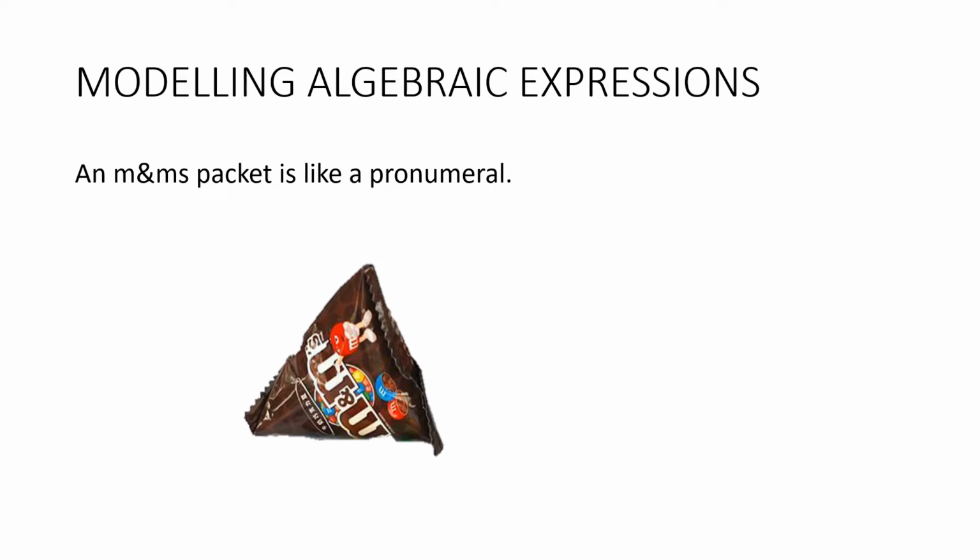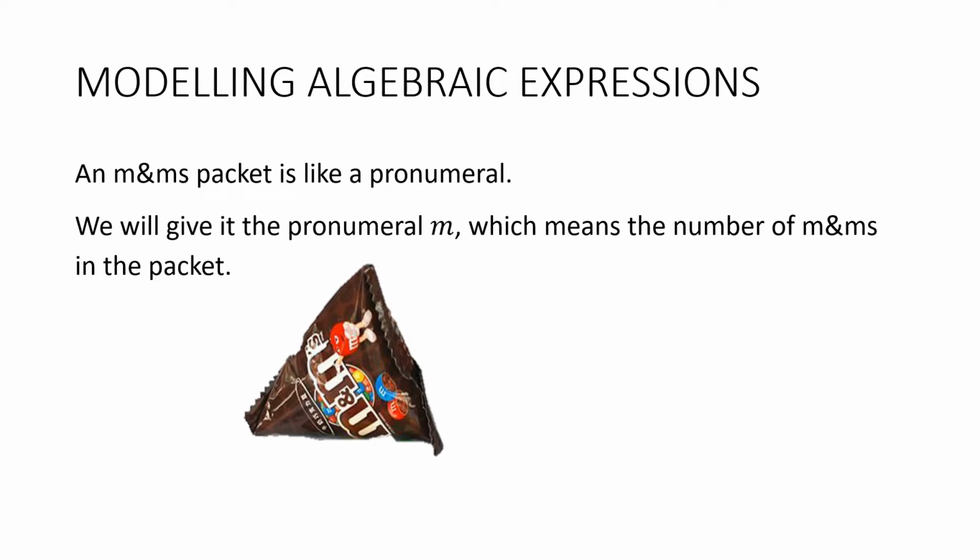Now an M&M's packet is a bit like a pronumeral because we don't know how many chocolates are inside. Remember last lesson we learned that if we want to give a particular thing a pronumeral, we tend to choose a letter that means something to us. So we might say that this M&M's packet has m chocolates inside it.